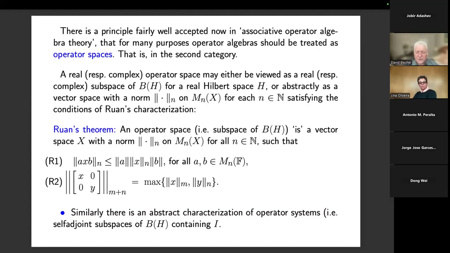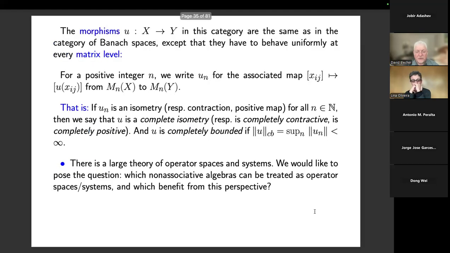Similarly, there is an abstract characterization of operator systems. What is an operator system? It's a self-adjoint subspace of B(H) that contains the identity. And you can do this in the real case as well as in the complex case. In fact, last week, I think I put a paper on the archive which is a complete development of the theory of real operator systems, including the characterization, etc.